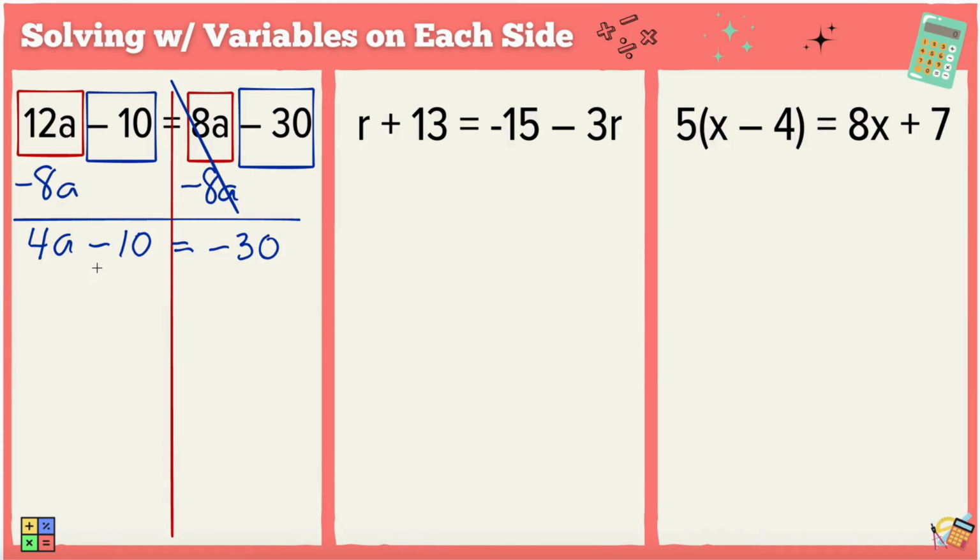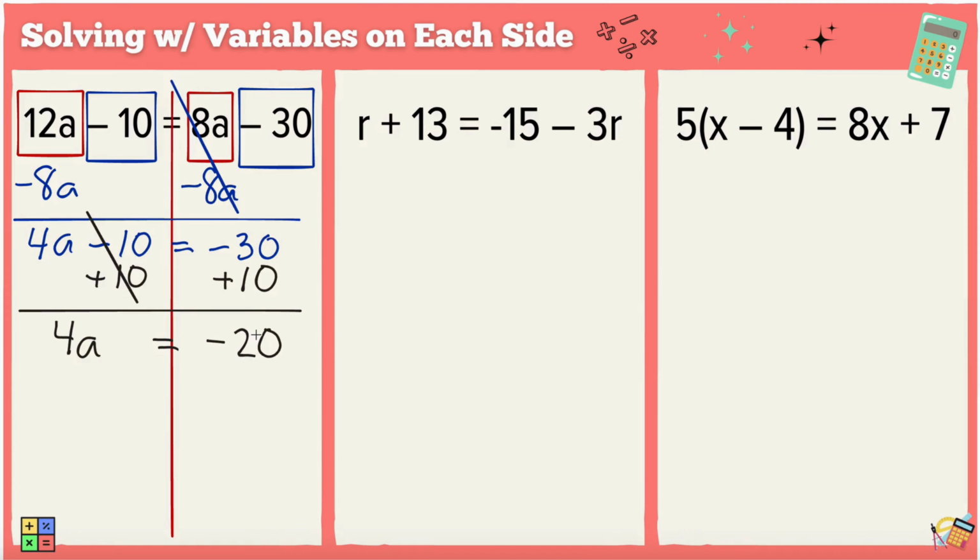What's the opposite of minus 10? Simple, plus 10. So we'll put plus 10 here. Then we'll put plus 10 here. Luckily for us again, these two 10s cancel themselves out. So at this point, what do we have left? We have 4a equals negative 20.